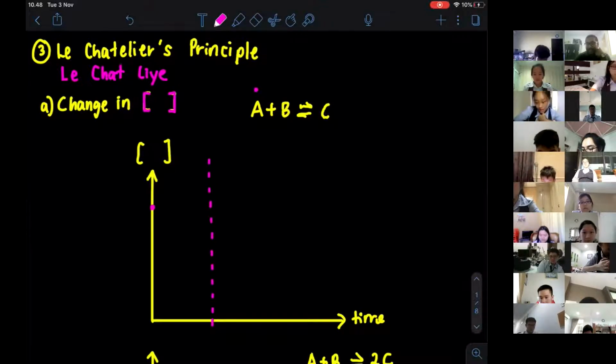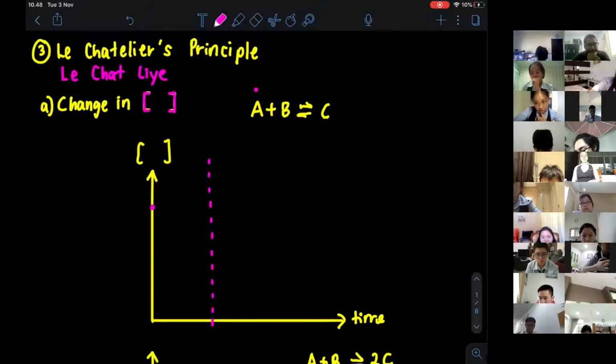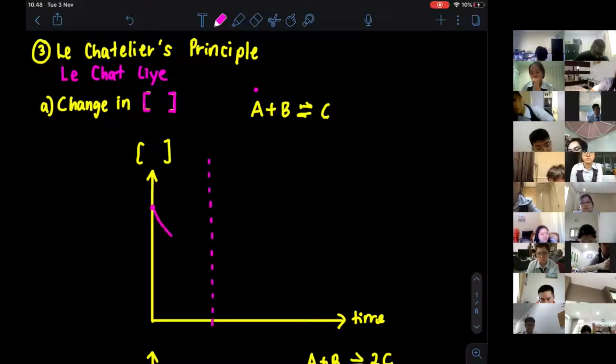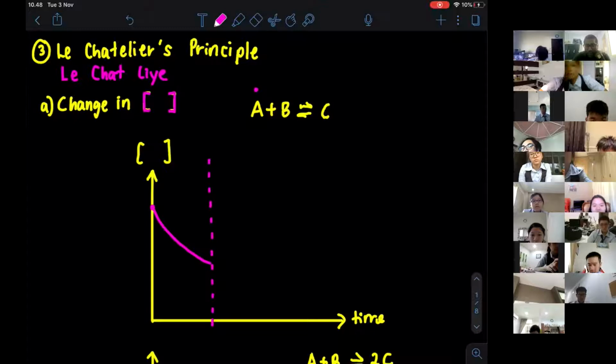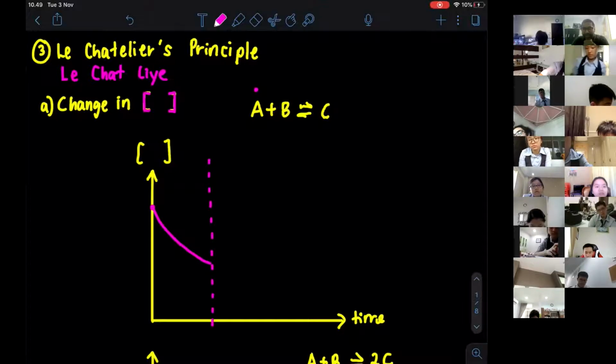It means they are reacting. Now, when A reacts, Jordan, will the concentration decrease or increase? If A reacts, A plus B to give you C, will the concentration of A decrease or increase? Yeah, if it reacts, it decreases. The same applies for B, but I'm showing for A. So they are going to decrease, and I will draw a curve. It's decreasing.